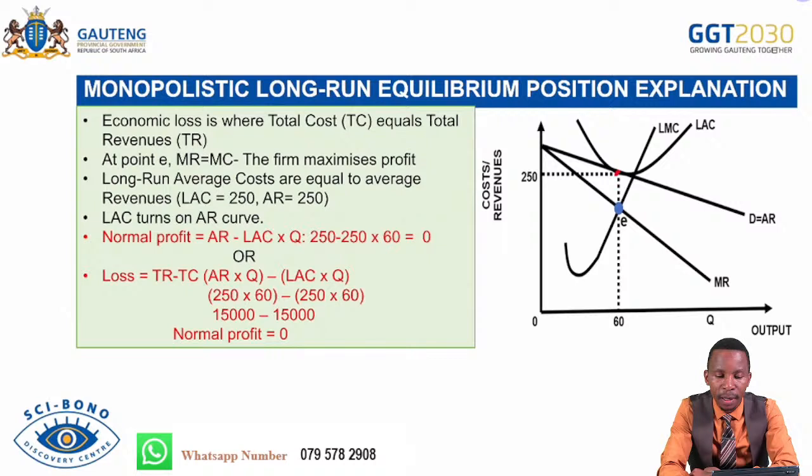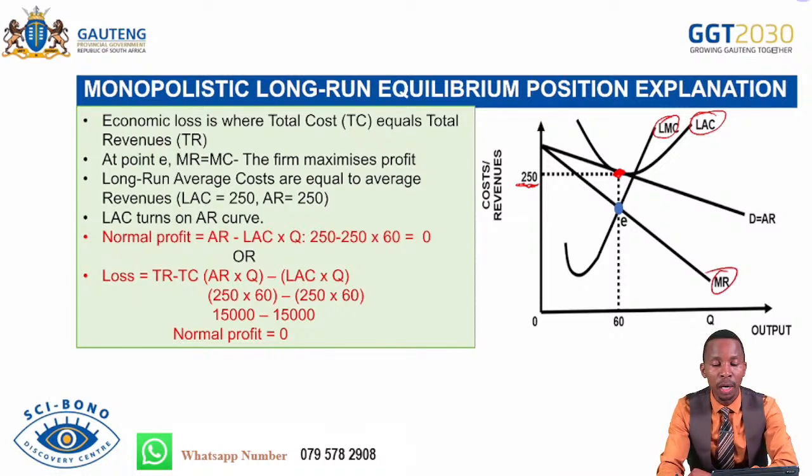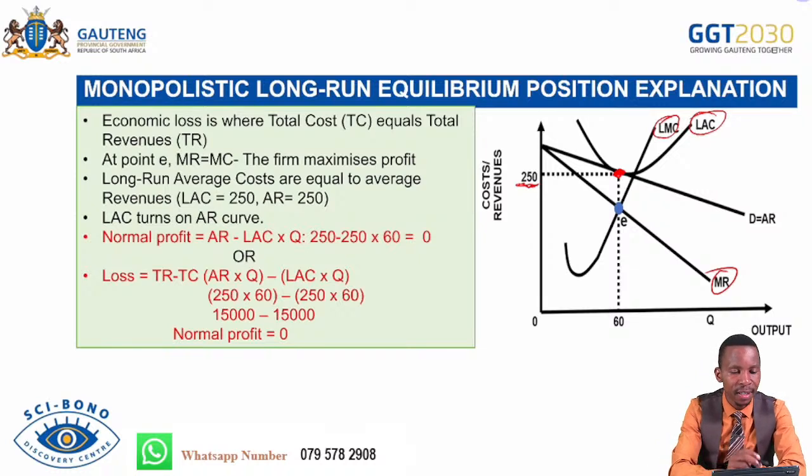Remember, this is the very important point I always indicate. Our revenues are equal to 250. And then our costs are determined at the point where AC turns. So LAC is turning straight on the AR. So that simply means the firm is making a normal profit, because our AR is 250 and our AC is also 250, which we call the long run average cost. Remember, at the point where long run marginal cost intersects marginal revenue, we have what we call the profit maximization point or equilibrium point. And then a graphical, let's see.